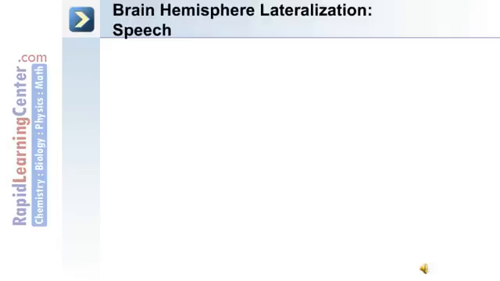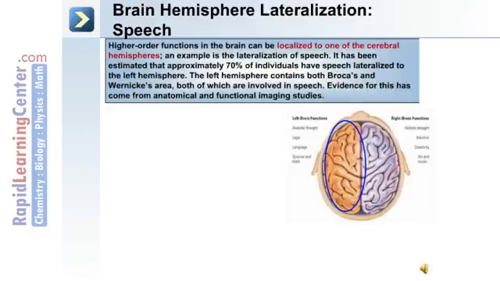As mentioned earlier, the brain is divided into two hemispheres, and special functions such as speech can be lateralized to one hemisphere. Higher order functions can be localized to one of two of the cerebral hemispheres. An example is the lateralization of speech. It's been estimated that approximately 70% of individuals have speech lateralized to the left hemisphere. The left hemisphere contains both Broca's and Wernicke's area, both of which are involved in speech. Evidence for this has come from anatomical and functional imaging studies.